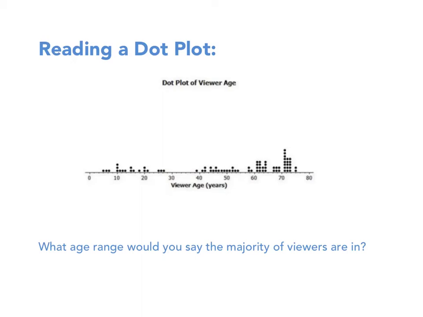So to read a dot plot, let's look at this dot plot. This dot plot says that it's viewer age. Viewer age, let's say they're watching a certain TV show. What age range would you say the majority of viewers are in?